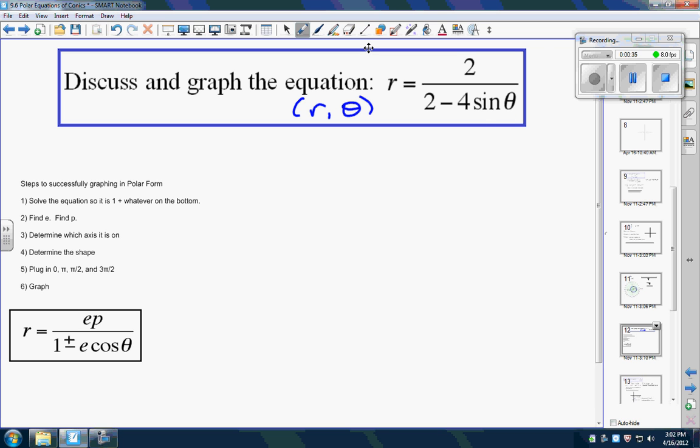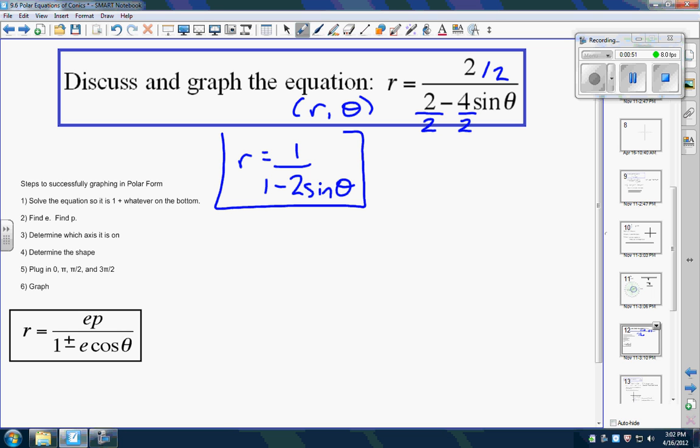Steps over here on the side again. Solve the equation so it's 1 plus or minus whatever on the bottom. So this is the guy we want to turn into 1. Find the e, so we match it up with the equation here. E is this number right out there. So e is going to be a 2. Find the p-value, so e times p equals this number right out front. Plug in the e.